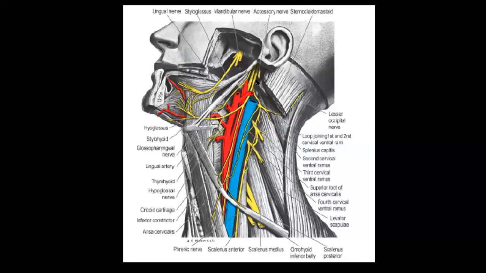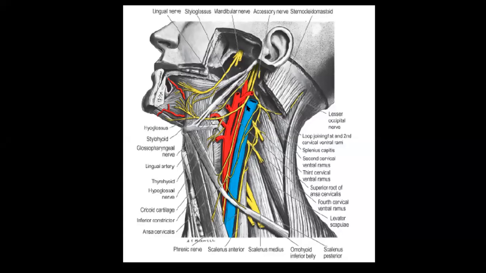Now, why is it important for us to study this hypoglossal nerve in the anterior triangle or carotid triangle? It is because it gives off this branch. Can all of you see this branch which is going down? This is called descendens hypoglossi. Descendens means it is descending down from the hypoglossal nerve. This is called descendens hypoglossi.